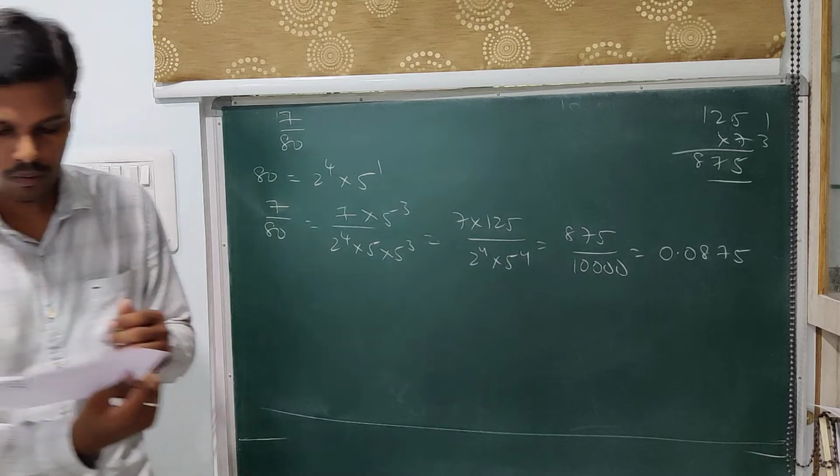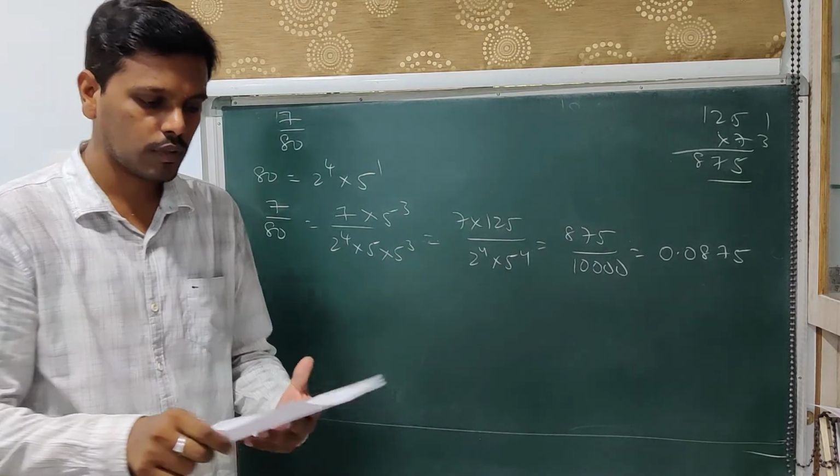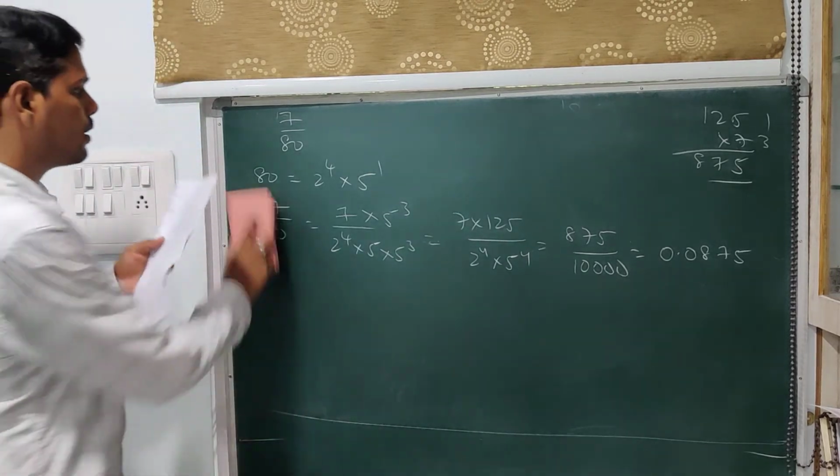Now look into the 6th one. What can you say about the prime factorizations of the denominators? In that, look into C.